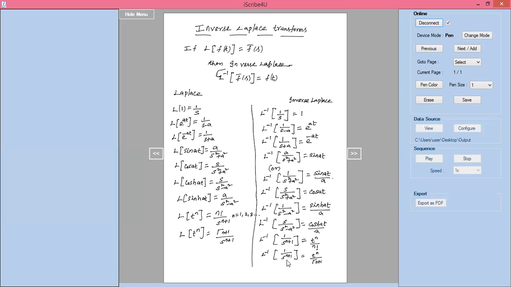Otherwise these formulas will apply. These are all the formulas. Using this, we'll simplify very simple problems. So right, just you can remember this. These are all the formulas. In Laplace, we are changing the t domain into s. In inverse Laplace, we are changing the s domain into the t domain. That's all. Next, I'll do simple problems.